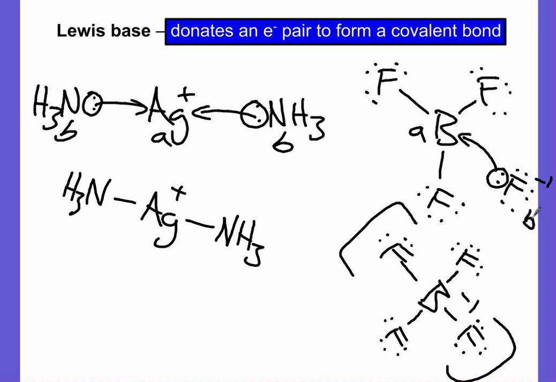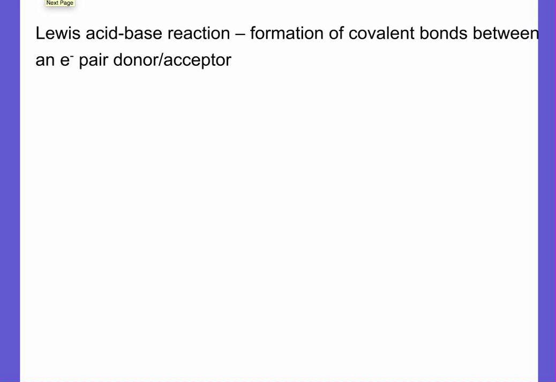So you gotta kind of try to understand the difference. Lewis acid-base reactions, obviously, involve the formation of covalent bonds between an electron pair donor and acceptor. You already have examples for that. We don't have to do more.